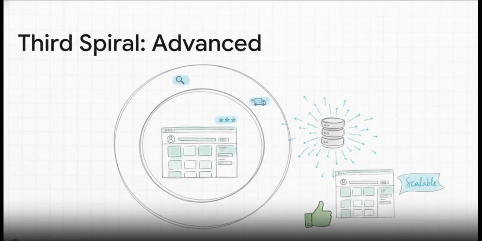Now we're in the third spiral, and we're adding the cool stuff. Order tracking, customer reviews, a really good search bar. But with more features comes more risk, especially performance. So can the website handle thousands of people shopping at once? We have to test it under heavy load. The outcome here is a site that's not just full of features, but one we know can actually handle success.